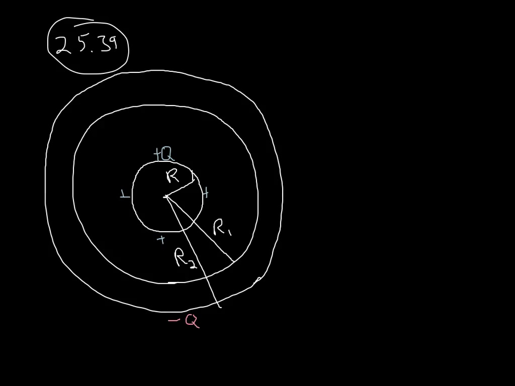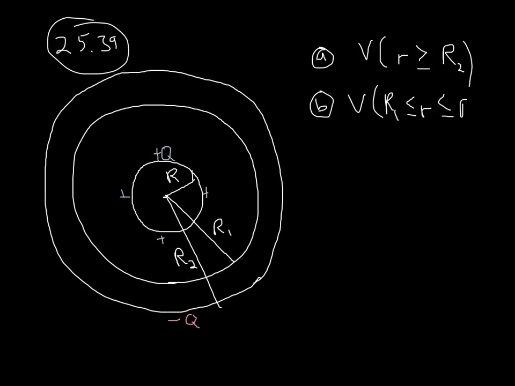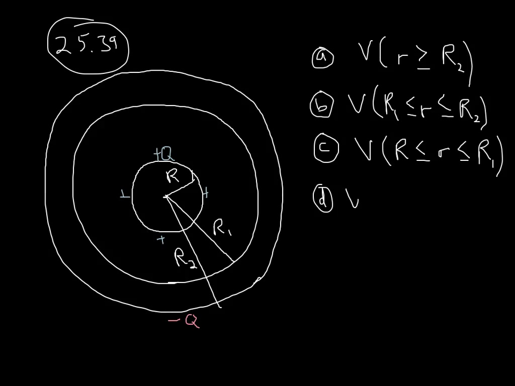And we're asked to find the electrostatic potential in a few situations. That's going to be V in the case where R is greater than or equal to R2; V where R is greater than or equal to R1 but less than or equal to R2; V when our radius is between big R and R1; and finally, part D, V when R is less than or equal to big R. So we have these four situations that we have to solve for.